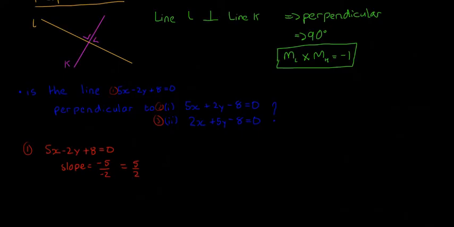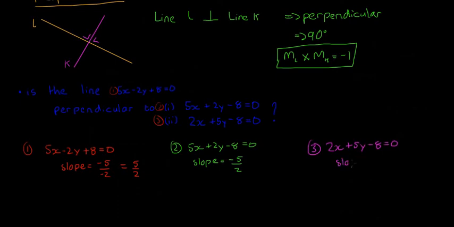Now I'll find the slope of number 2 in green. It's 5x plus 2y minus 8 is equal to 0. This time the slope is going to be minus 5 over 2. There's no minus 2 here, whereas before it was minus 5 over minus 2, so the minuses cancelled out. Here it just stays as minus 5 over 2. And the last one, I'll go purple: 2x plus 5y minus 8 is equal to 0. Our slope this time is minus 2 over 5.